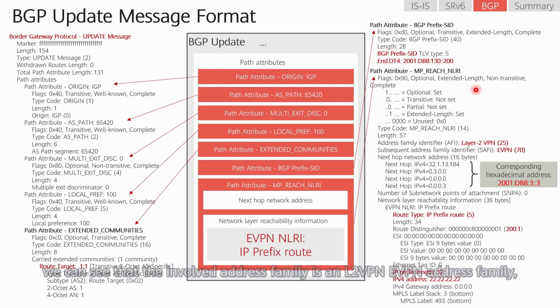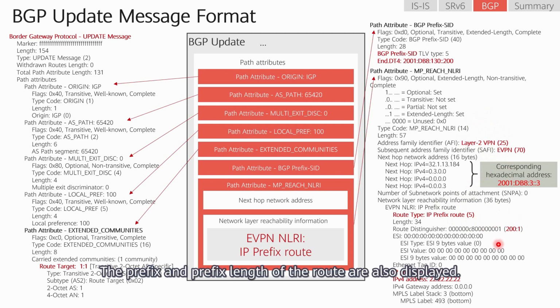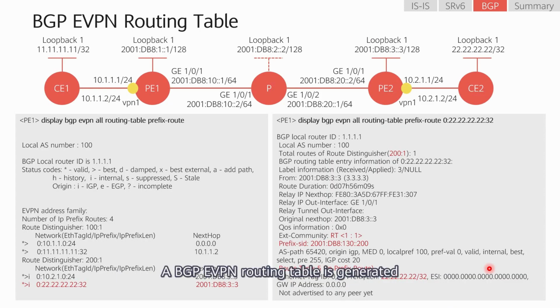In this attribute, we can see that the involved address family is an L2 VPN EVPN address family. The involved route is a Type 5 EVPN IP prefix route, and the route carries RD information. The prefix and prefix length of the route are also displayed. A BGP EVPN routing table is generated based on received BGP update messages. Let's take PE1 as an example. We can see that the BGP EVPN routing table on PE1 already contains the route of CE2.